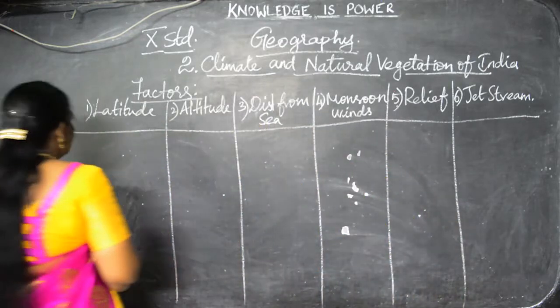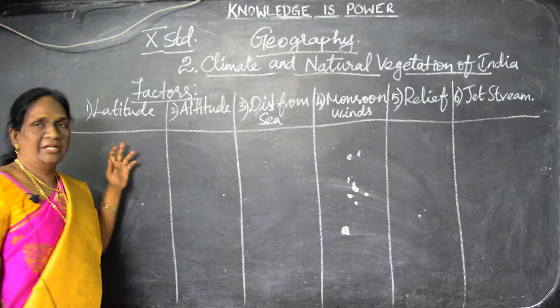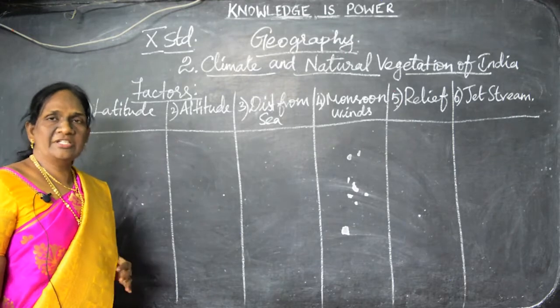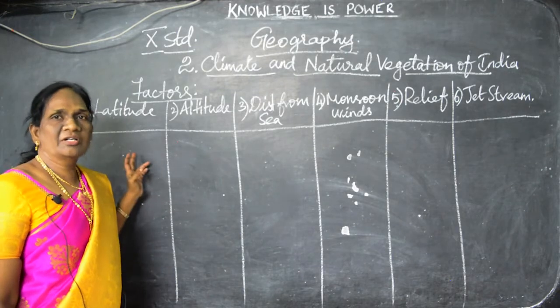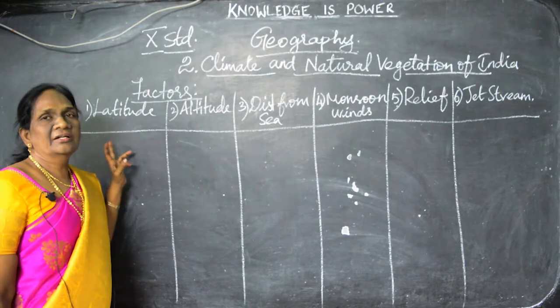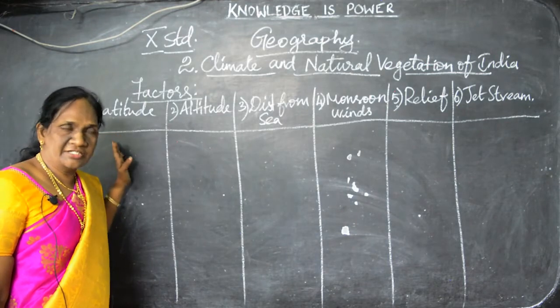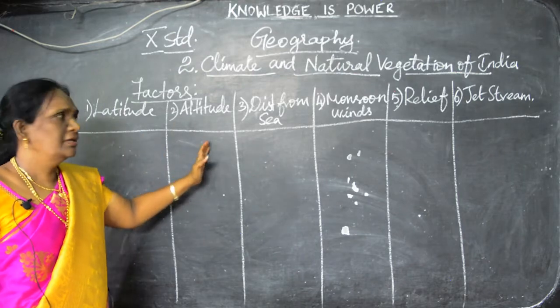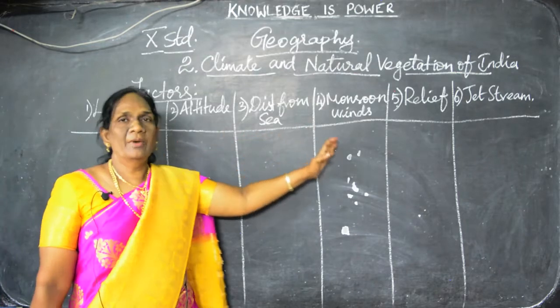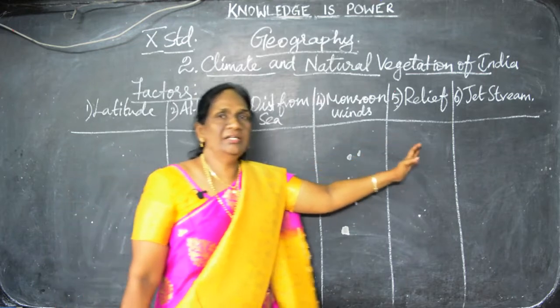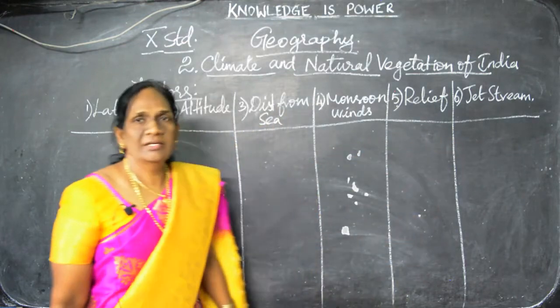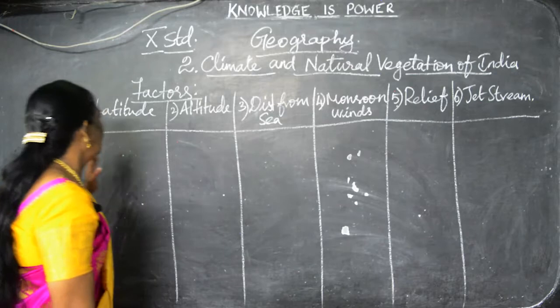Okay, one by one we'll see. There are 6 factors which affect the climate of India. What are they? Children, you say, repeat it to me, then say together. First one, latitude, altitude, distance from sea, monsoon winds, relief, and the last one, jet stream. Okay, one by one we'll see.